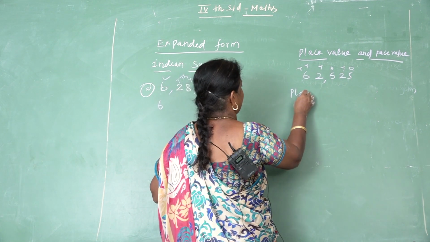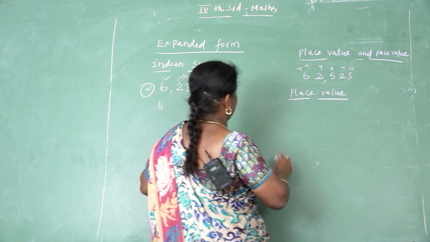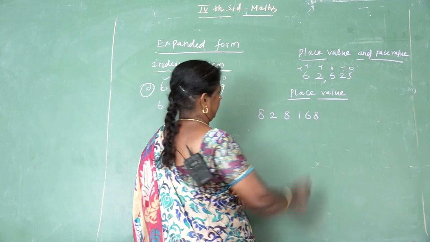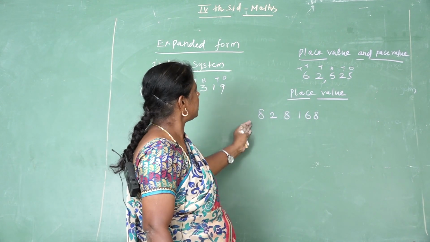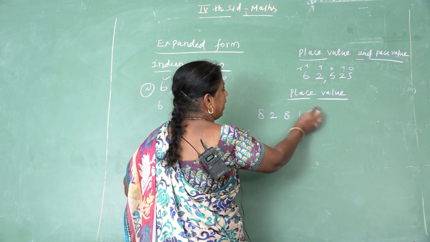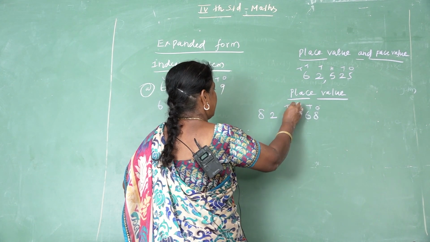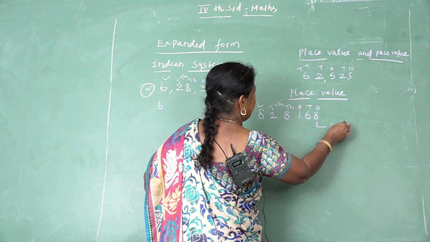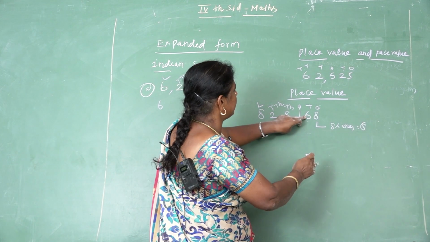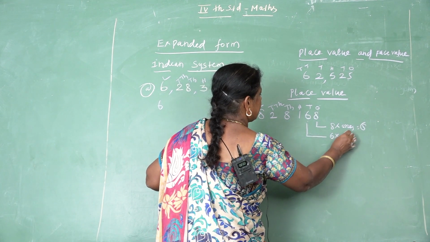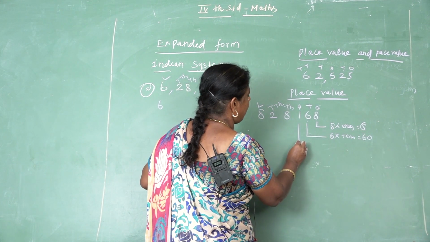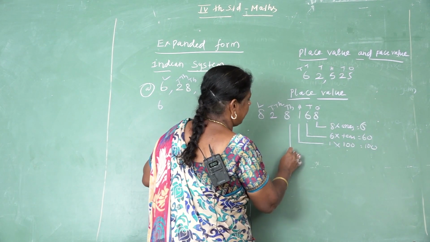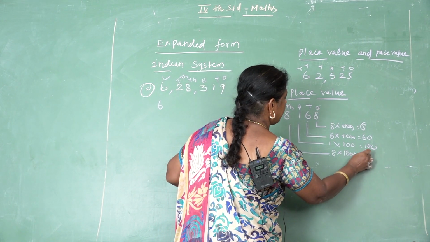Next we are seeing about place value. What is called place value? The place value depends upon the value of the places: ones, tens, hundreds, thousands, 10,000, lakhs. Here, the place value of 8 is 8 into 1s, so 8. What is the place value of 6 in the tens place? 6 into 10s, so 60. What is the place value of 1 in the hundreds place? 100. What is the place value of 8 in the thousands place? 8 into 1000, so 8000.